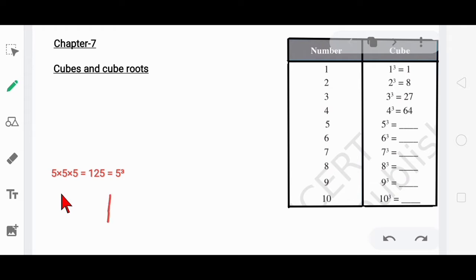It means 125 is the cube of 5. Here 125 is the perfect cube number because it is obtained when we find the cube of a natural number. We have a chart here.